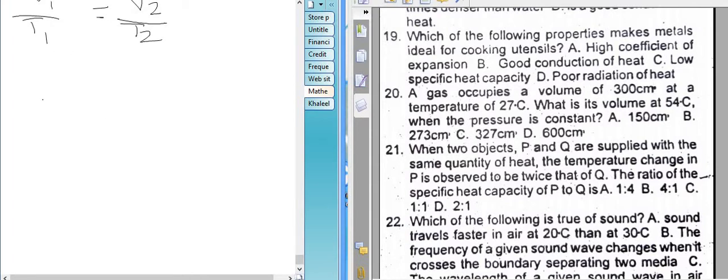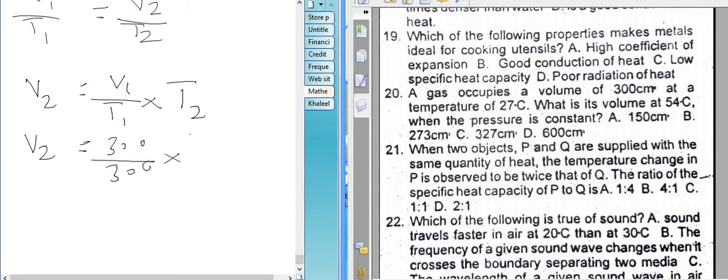So I'm looking for V2. So make V2 the subject of the formula. V2 is equal to, cross multiply, V1 over T1 times T2. So we substitute our values, which is 300 over 300 times the temperature T2, which is 327. So V2 is equal to 327 centimeter cubed, as 300 goes into 300. Therefore, the correct option here is C. Option C is the correct option, that is 327 centimeter cubed.